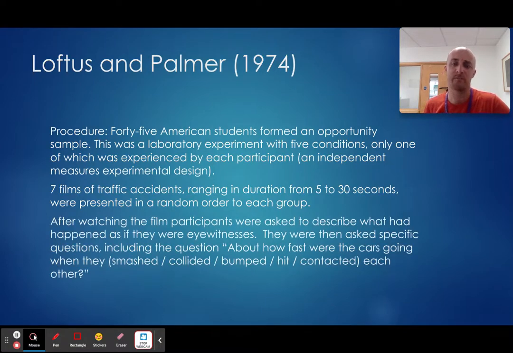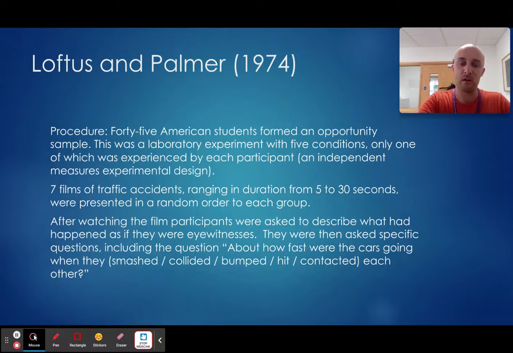There were 10 questions they had to answer. One of the questions was about how fast were the cars going when they, and then there were five different verbs denoting the 5 different conditions. So one group heard how fast were the cars going when they smashed into each other. Another one, how fast were the cars going when they collided into each other. So this is a leading question. This is Loftus and Palmer's leading question.